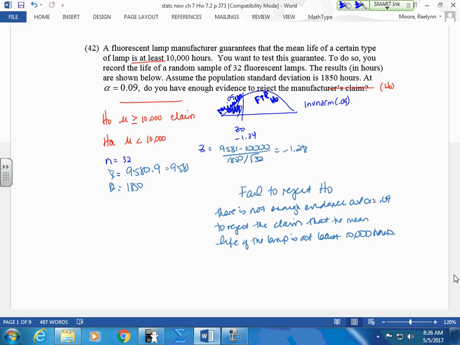So I find the cutoff through inverse norm. There's only one tail. I use my test statistic. And again, I find it slightly to the right of that number. So therefore, my decision, that's fail to reject H0. And again, there is not enough evidence at this level of significance to reject the claim that the life of the lamp is at least 10,000 hours.